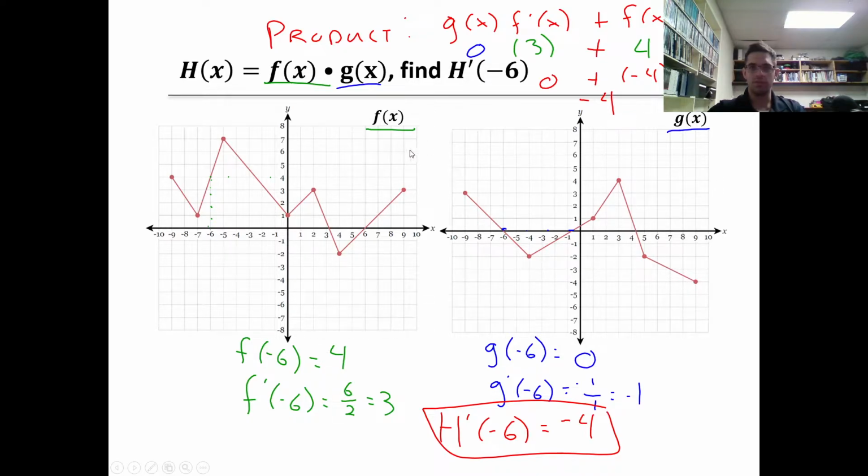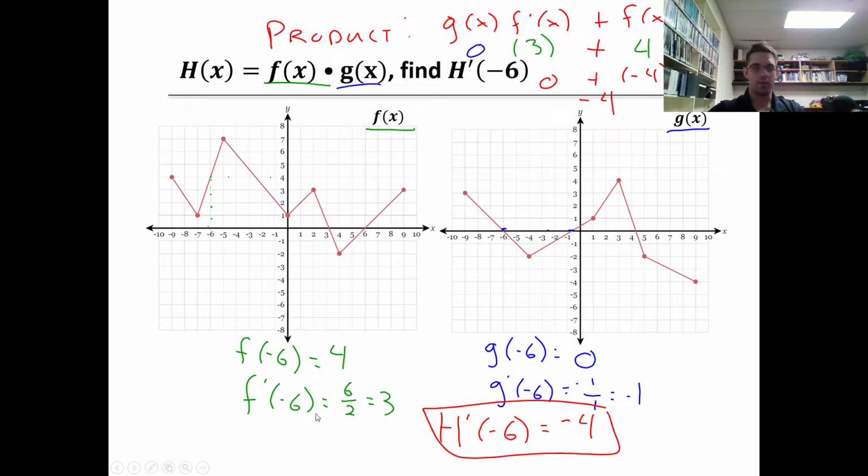And I need to identify g of negative 6. I need to find f prime of negative 6, f of negative 6, and g prime of negative 6. Okay, so if I look at f of negative 6, I can just read the graph. X equals negative 6, y is going to be positive 4. So f of negative 6 is 4.